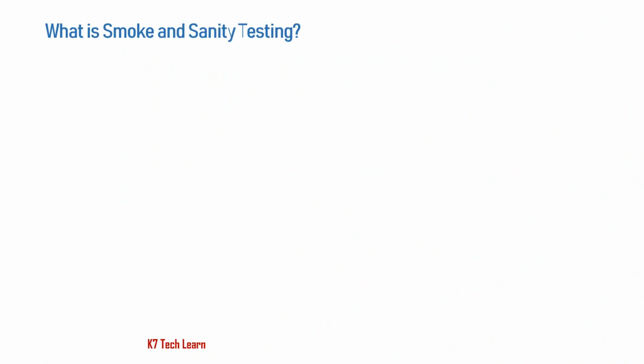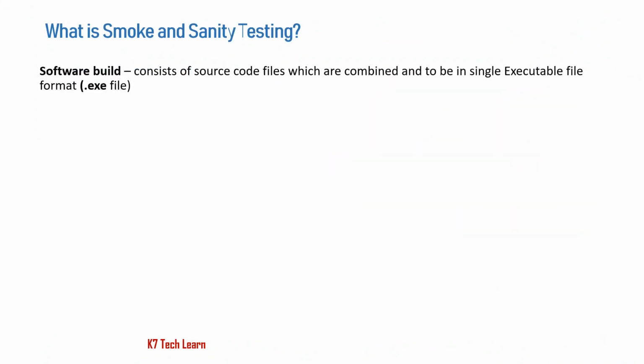What is smoke and sanity testing? Before getting to smoke and sanity testing, let's discuss what is a software build. A software build consists of source code files which are combined into a single executable file format, that is called an exe file. It will be the executable file for that particular software.